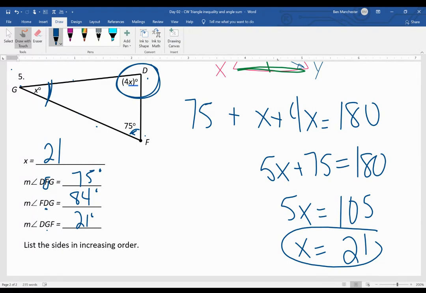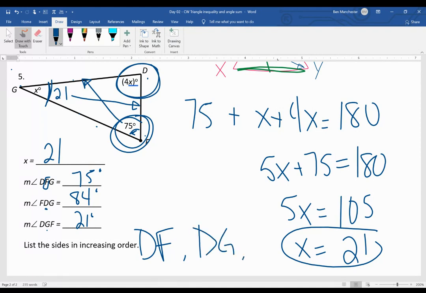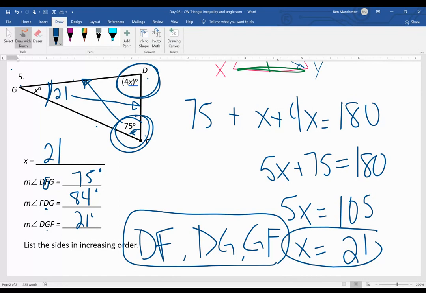So list the sides in increasing order. So if this is 21 degrees, then the smallest side is going to be DF. And then we have 75 degrees is the next one. So across from 75 is DG, which means the largest side is going to be GF. And there we have listed the sides in increasing order.